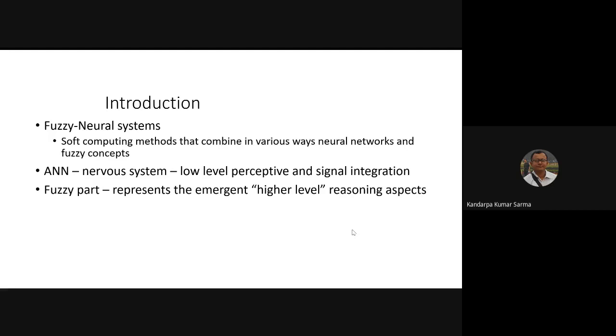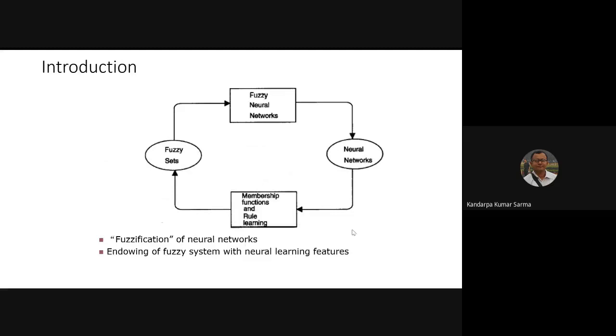So this is the basis of formation of the fuzzy neural systems, where the fuzzy rule base is implemented and combined with a neural network. We can find that a NN is formed like a nervous system that has low level perceptive and signal integration characteristics, while the fuzzy part represents an emergent high level reasoning capability. So let's see how it works. So we can have a fuzzy neural system when a neural system is driven by the fuzzy sets.